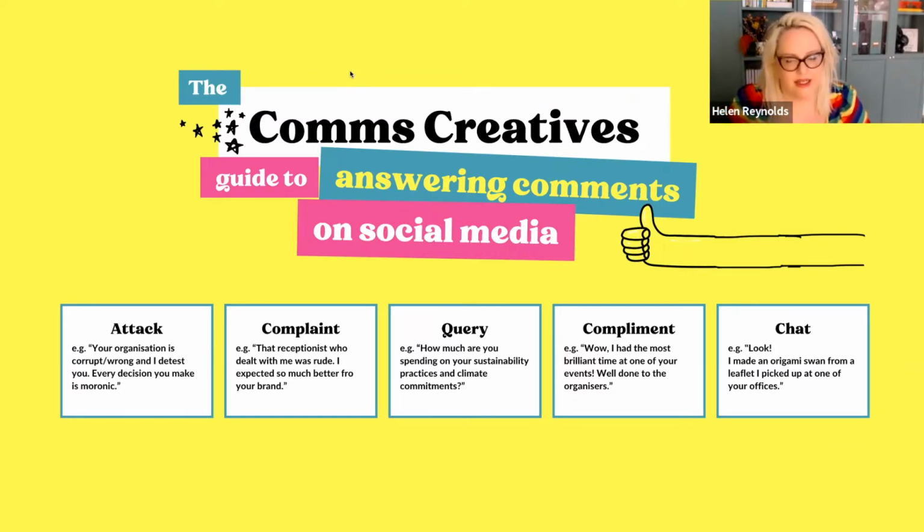Then the second category, which is different, is a complaint. The reason it's different is this person has got a very specific issue with the service that they might have received from your organization, or something that you're doing. They have interacted with you and they're not happy with that interaction. So something like, the reception who dealt with me was rude and I expected better from you, or I haven't received this product, why are you so idiotic, or whatever.